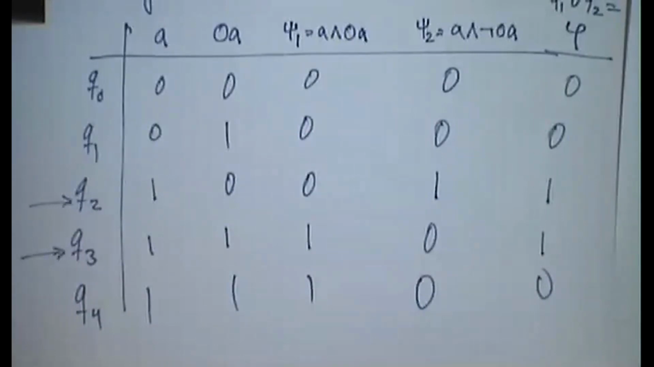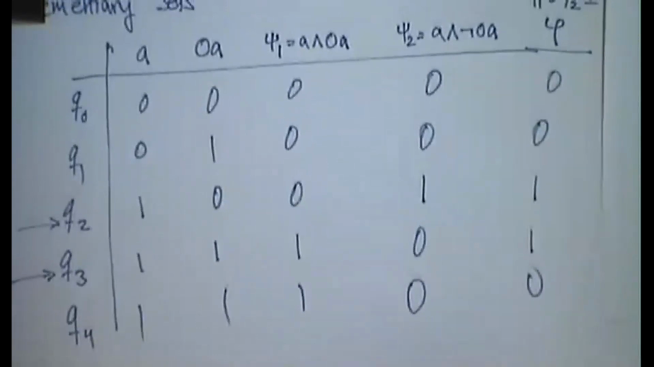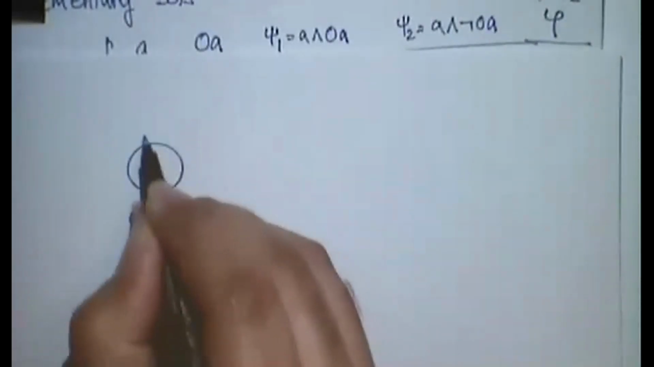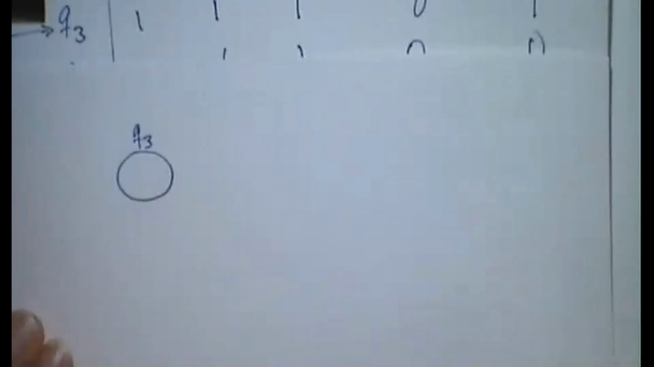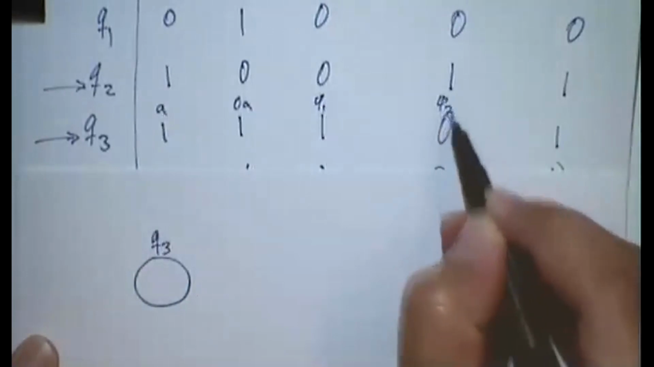Now, I'm not going to construct the whole thing because that's going to take a long time. But let me just do some of the transitions. So let's say, first of all, that I'm at state Q3. So let me put this here. You can see it. So again, this was A, this was next A, this was psi1, this was psi2, and this was phi.